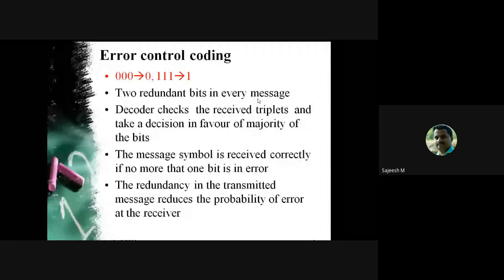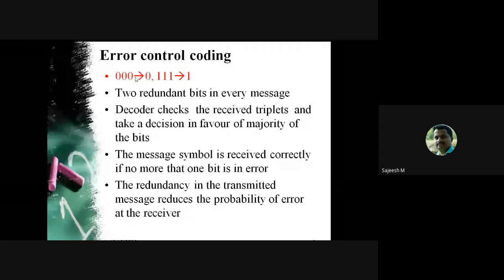That is, each message bit 0 is represented by 3 zeros, and 1 is represented by 3 ones. That is a triplet code. 0 is represented by 0 0 0.